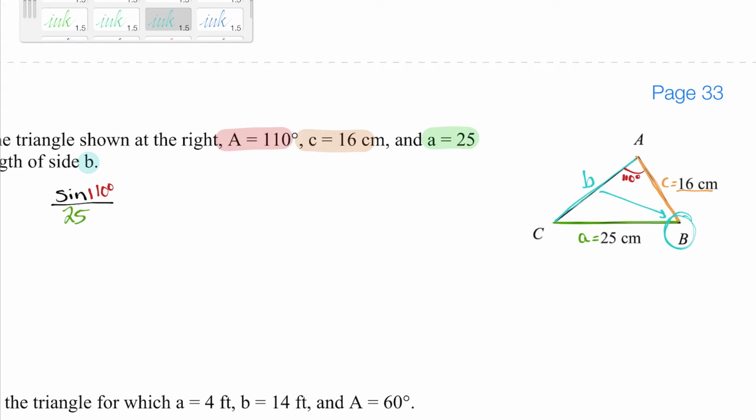So before I can find side B and angle B, I have to find angle C. They gave me a little hint when they gave me side C, which tells me I have what I need to find angle C. Once I have angle C, I can figure out angle B using the fact that a triangle is 180, and then I can use the law of sines to find side B.